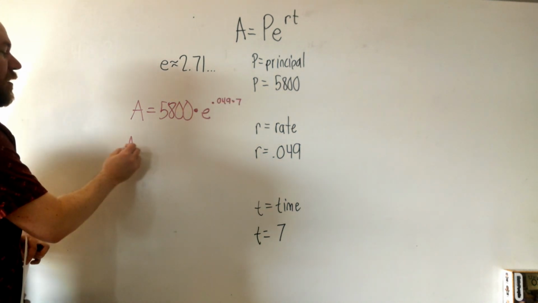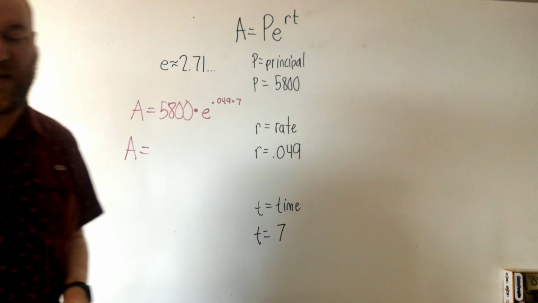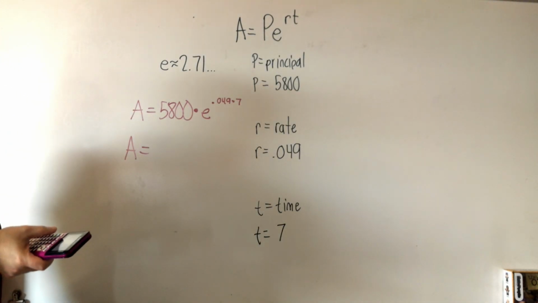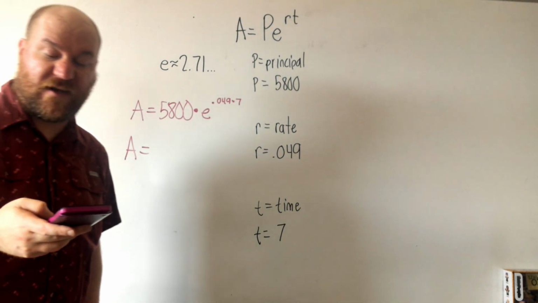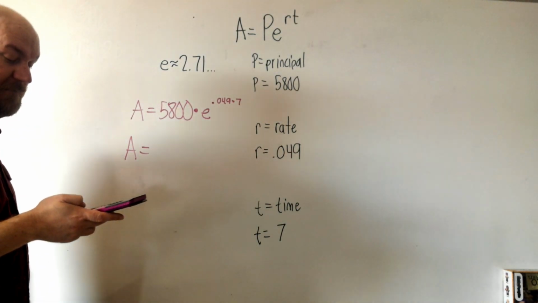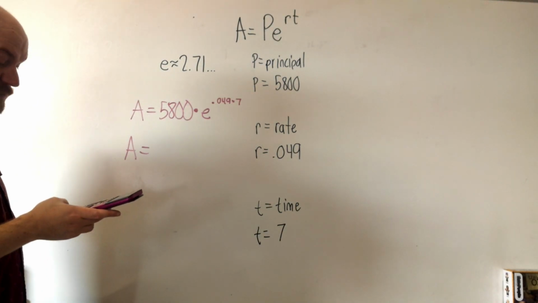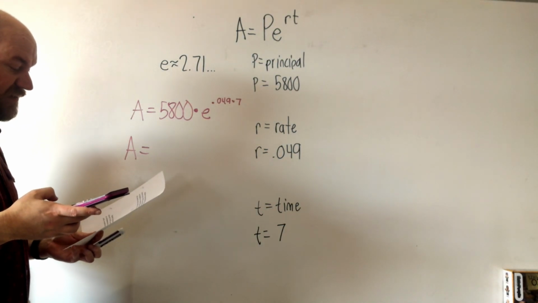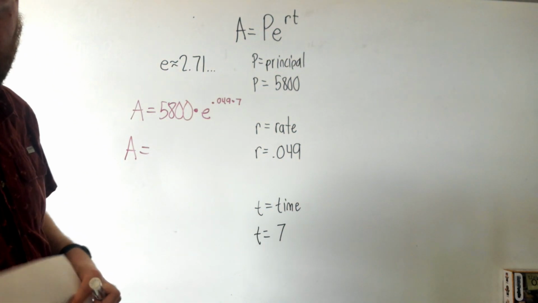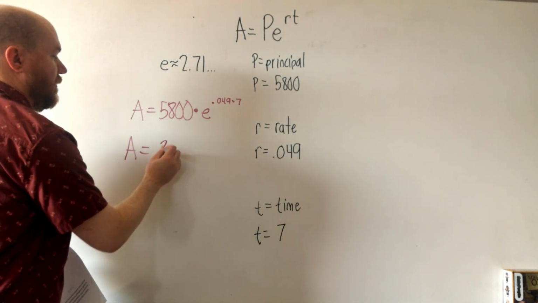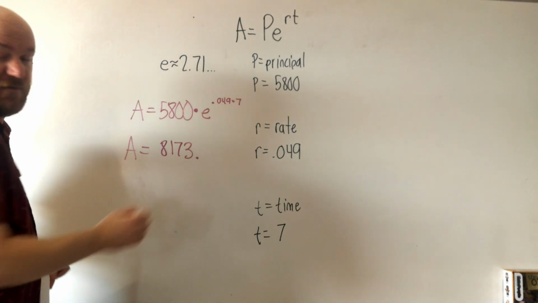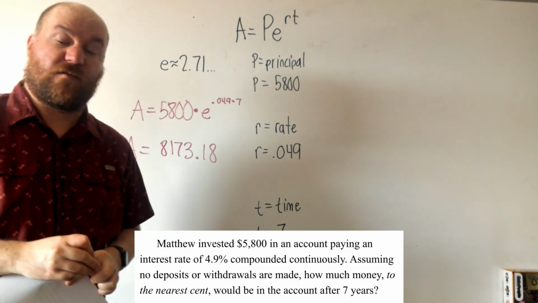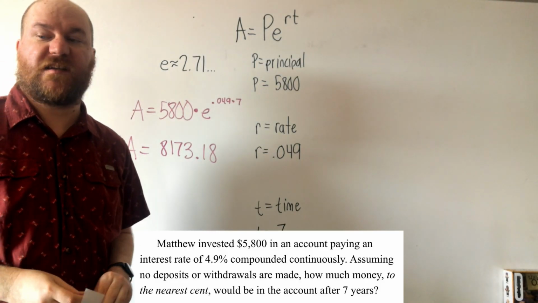We're just going to type all of that on our calculator all in one step, hit enter, and then make sure we round correctly. So 5,800 times, the E button is on the divided by on your calculator. So E raised to the 0.049 times 7. And they say round this to the nearest cent. So our answer is going to be $8,173.18. So that's how you do it when it's compounding continuously.